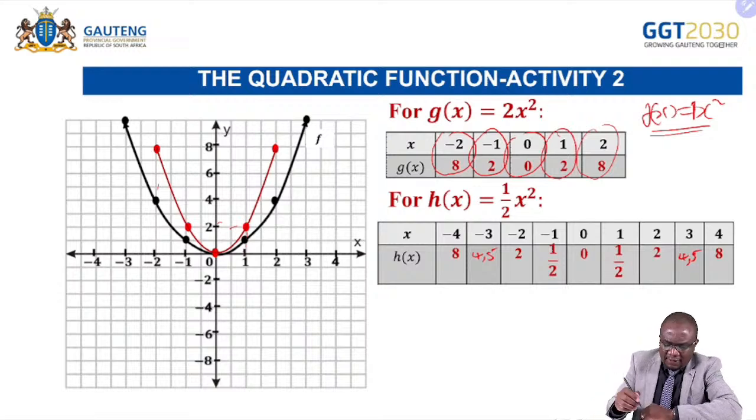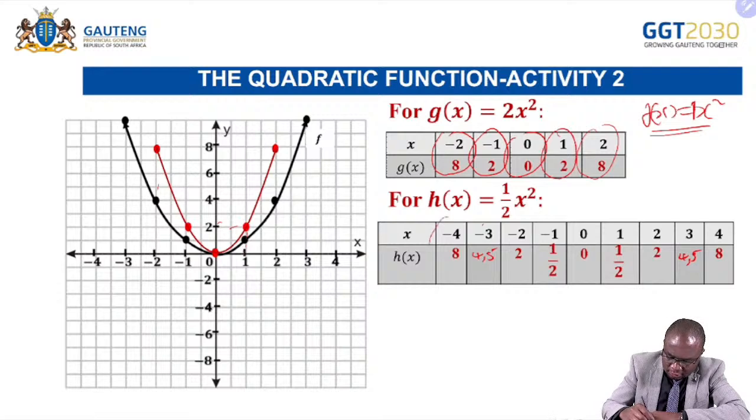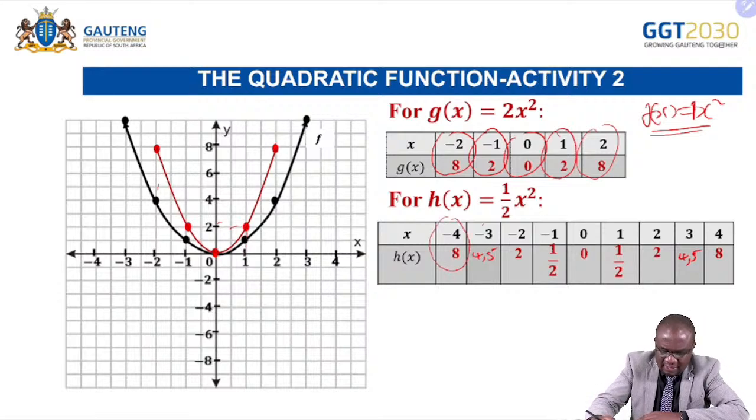Now let's look at h of x. Let's plot h of x. I'll skip negative 3 there. I'll plot negative 4, 8. Where is negative 4, 8? It's there. Negative 4, 8. You see that?